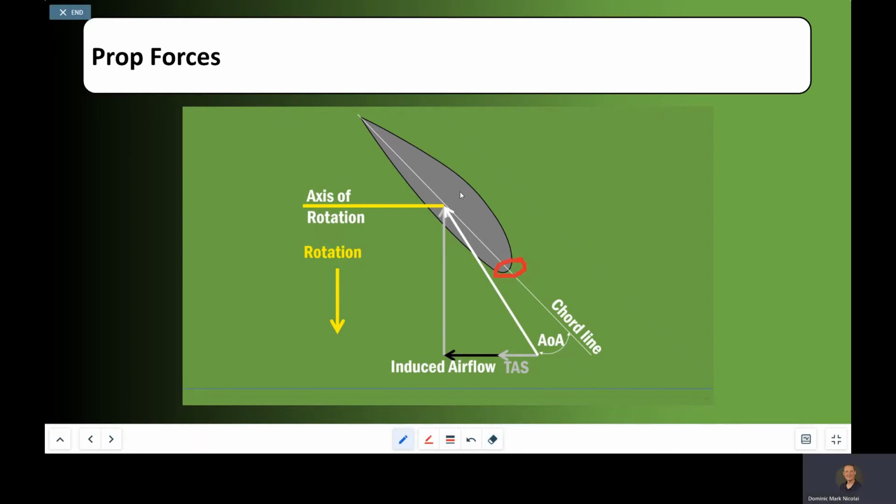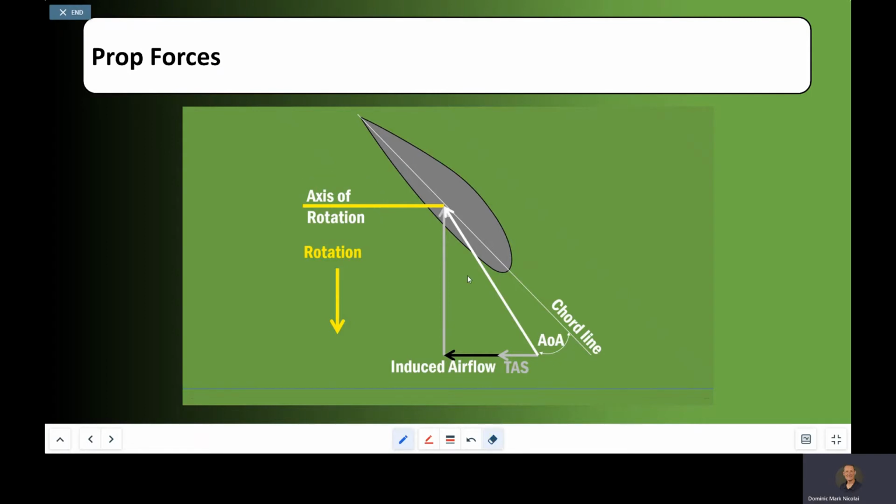Because we have a leading edge, we also have a trailing edge of the airfoil section. We can draw a chord line between those two reference points. Axis of rotation, just think of that as the propeller shaft coming off the engine.